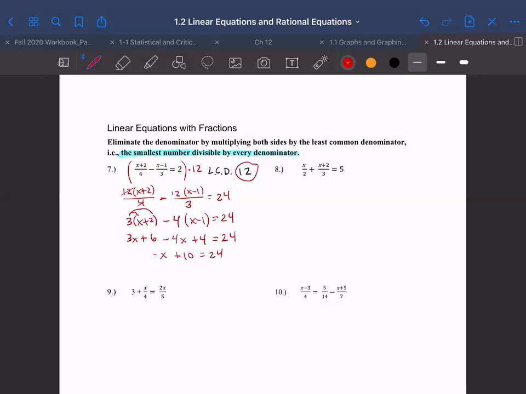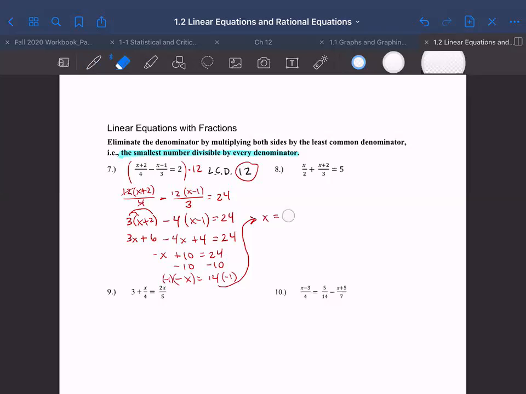And then from here, I'm going to subtract 10 from both sides. And I get negative x equals 24 minus 10, which is 14. And now the last thing I have to do is, I have negative x and I want positive x. So I'm going to multiply both sides by negative 1 to get rid of that negative sign. That gives me x equals negative 14.